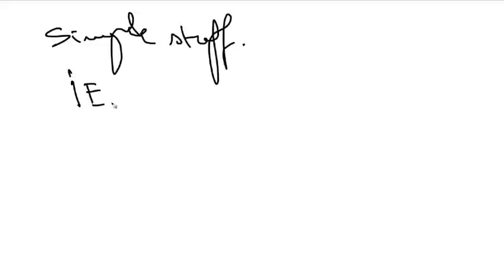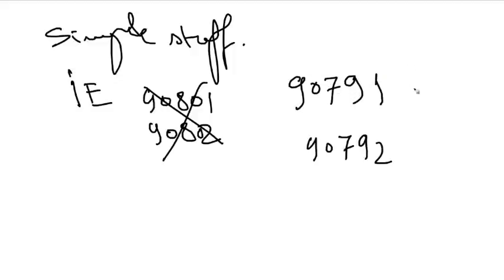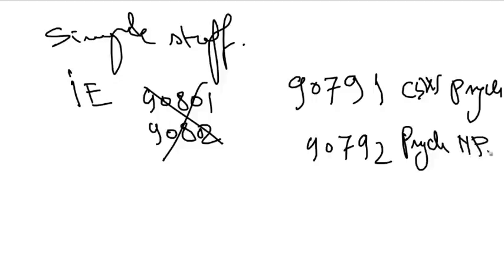The initial evaluation in the past was 90801 and 90802. You can forget about these two codes. They are completely replaced by 90791 and 90792. What's the difference? This one is for social workers and psychologists, and this one here is for psychiatrists and nurse practitioners. That means this one here has so-called medical services. And what does it mean, medical services? Medication, usually medication related, and all sorts of other medical services.